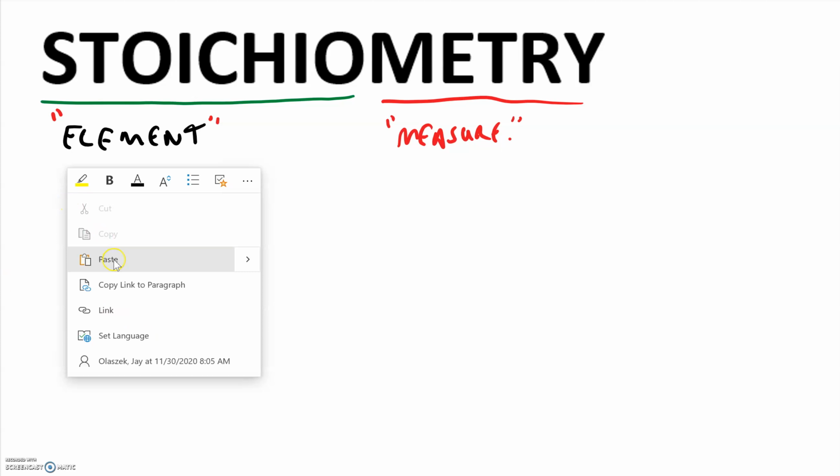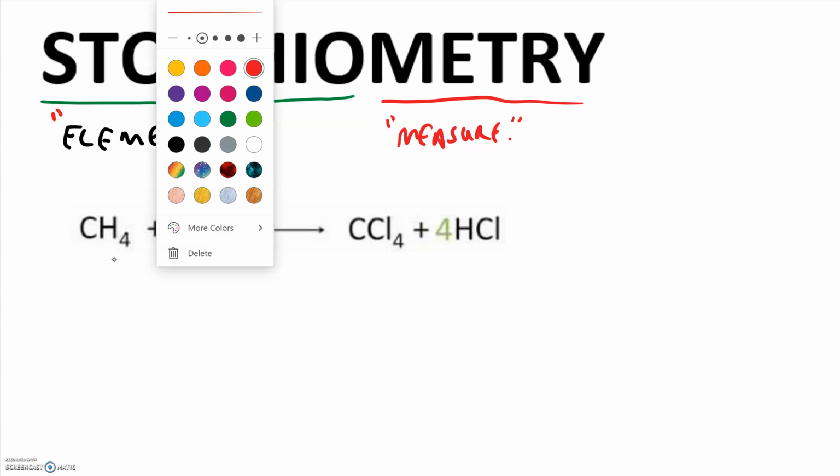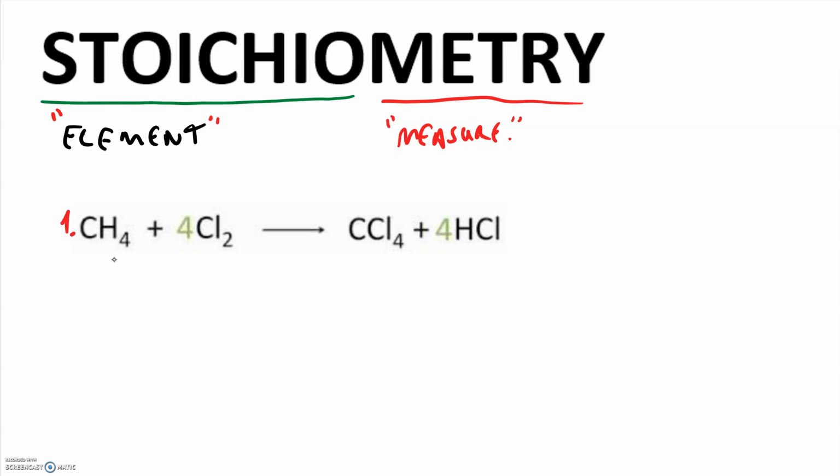Let's take a balanced equation. So, this equation's already balanced, and what we want to remember is that this equation tells us the ratio of moles of every compound or element that gets used in a reaction. In other words, this reaction says that 1 mole of methane reacts with 4 moles of chlorine gas to produce 1 mole of carbon tetrachloride and 4 moles of hydrogen chloride, otherwise known as hydrochloric acid.